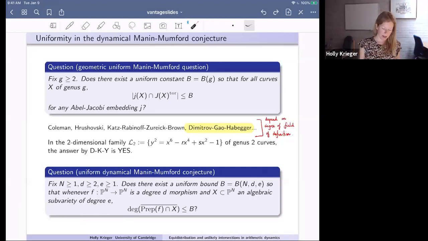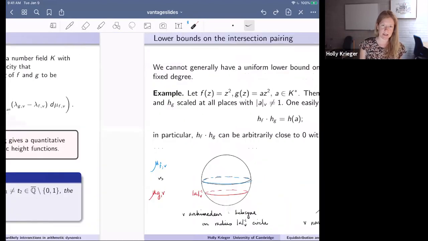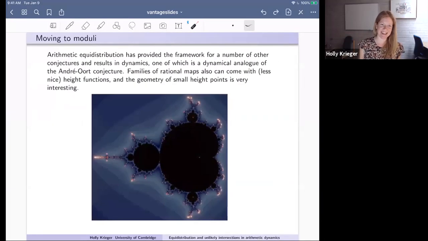Okay, and so that uniform dynamical Manin-Mumford conjecture, I'm afraid I'm going to have to skip this slide and that slide and that slide. This uniform dynamical Manin-Mumford question is where I'll leave you, aside from the following comment, which is that arithmetic equidistribution and the strategy I have outlined provides the framework for a lot of other questions and results in dynamics. And one of my favorites is the dynamical analog of the André-Oort conjecture.